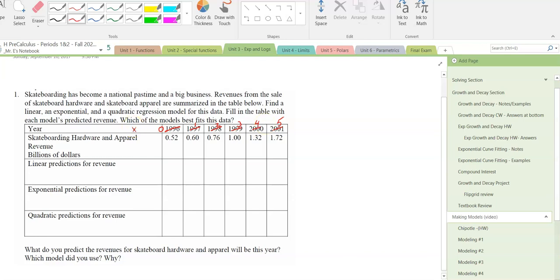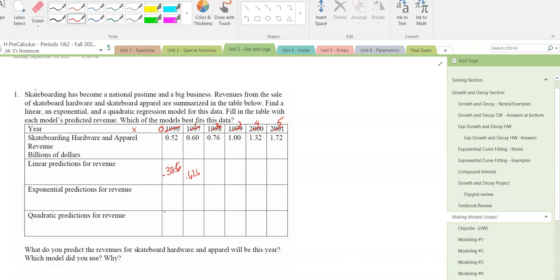So in the linear equation, I'd plug in 0 and I would get 0.24 times 0 plus 0.386. So 0.386. And then I would plug in 1 into that equation and I would get 0.24 times 1 plus 0.386, which would be 0.626. And so on. And I do the same thing for the different ones to get your predictions.